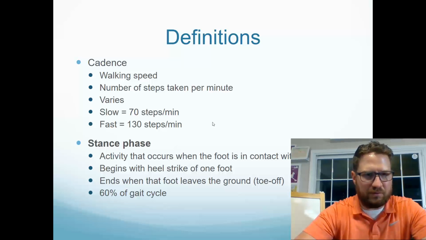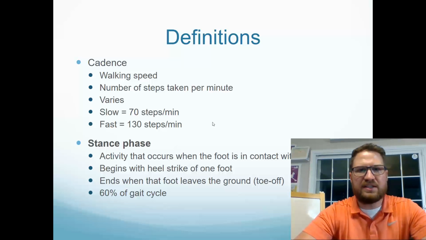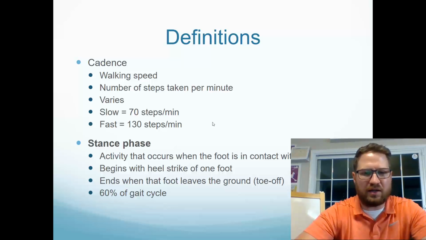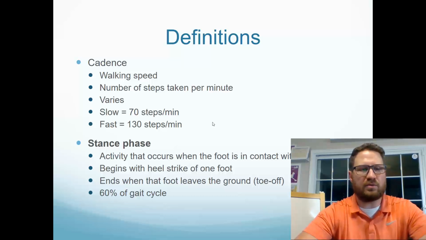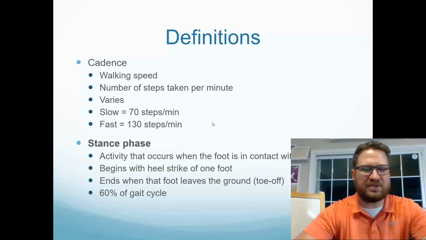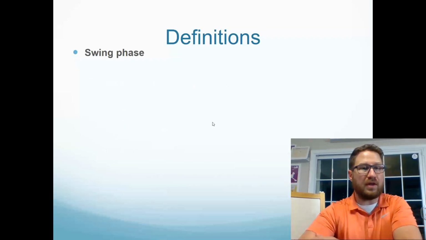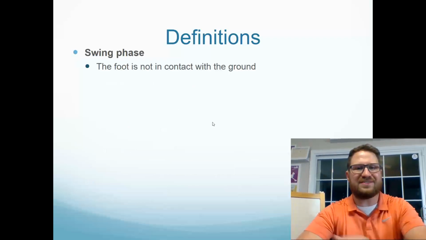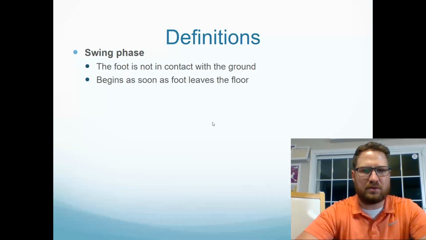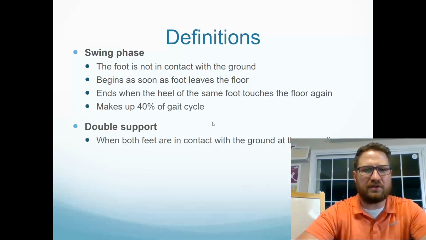Stance phase, you've heard me already say that term before. Stance phase is the activity that begins when the foot is in contact with the ground. It begins with the heel strike or initial contact of one foot, and it ends when that foot leaves the ground, at terminal stance or toe off, where we begin the swing phase. It's roughly 60% of our gait cycle. On the other hand, swing phase is when the foot is not in contact with the ground. It begins as soon as the foot leaves the floor, and it ends when the heel of the same foot touches the floor again.